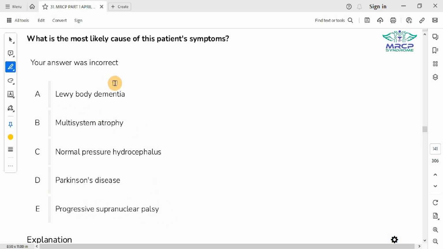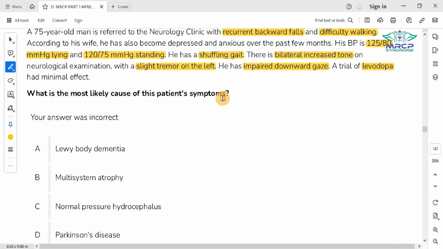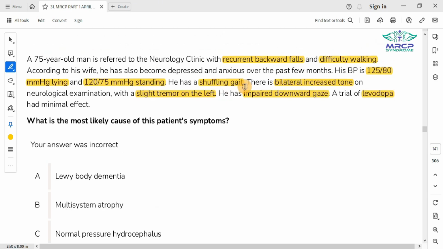In case of Lewy body dementia, there will be visual hallucinations. Multisystem atrophy will have multiple autonomic features. NPH will have the features of the triad. Parkinson's disease will have the isolated features of Parkinson's disease, no features of plus syndrome.